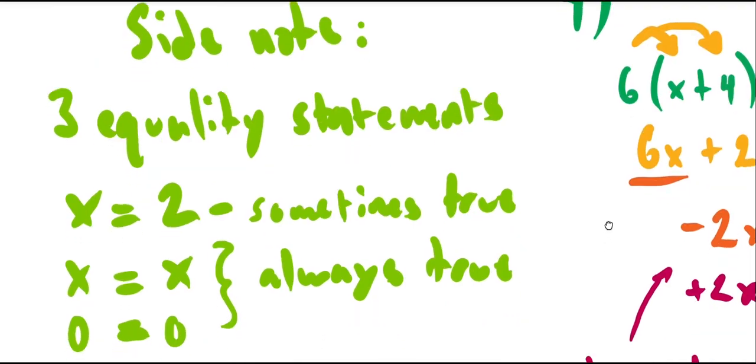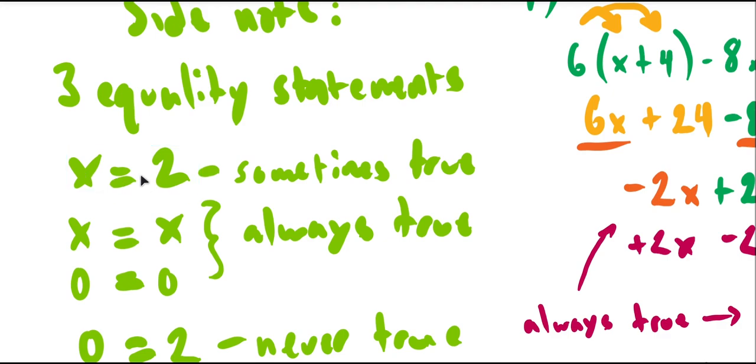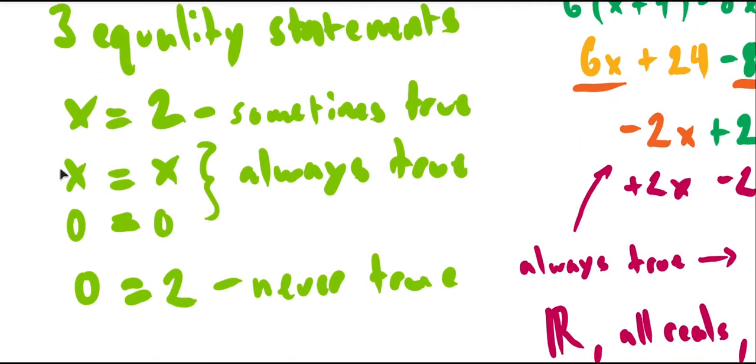I'd just like to note that whenever we write equality statements, there's always one of 3 options at play. We can write at the end of solving an equation this conditional statement, x is equal to 2. This is sometimes true, namely it's true if and only if x is equal to 2. We have statements like x is equal to x or 0 is equal to 0. These statements are always true and indicate the answer is all real numbers.